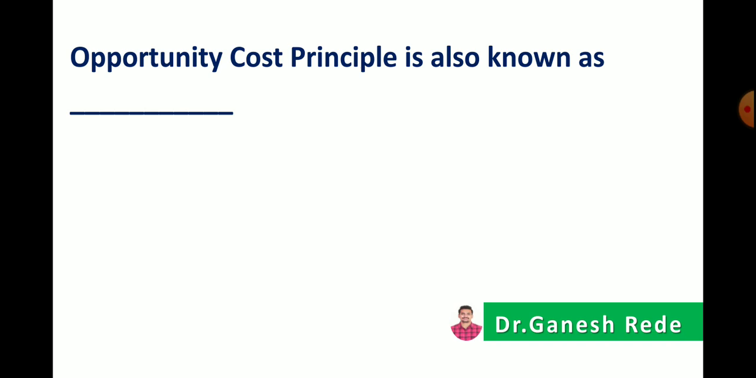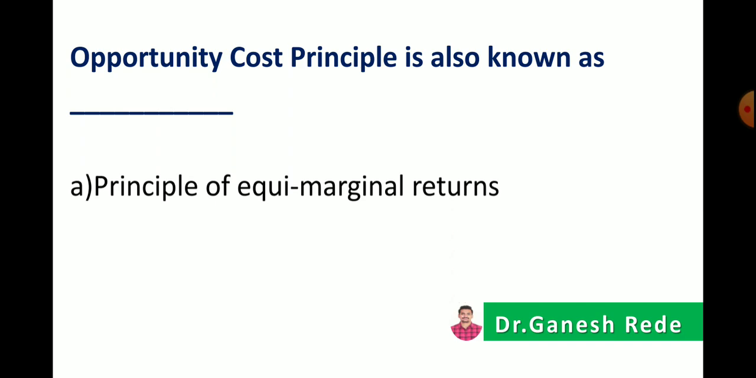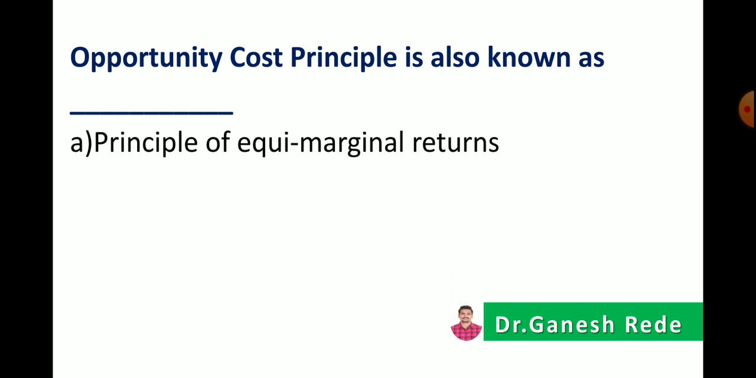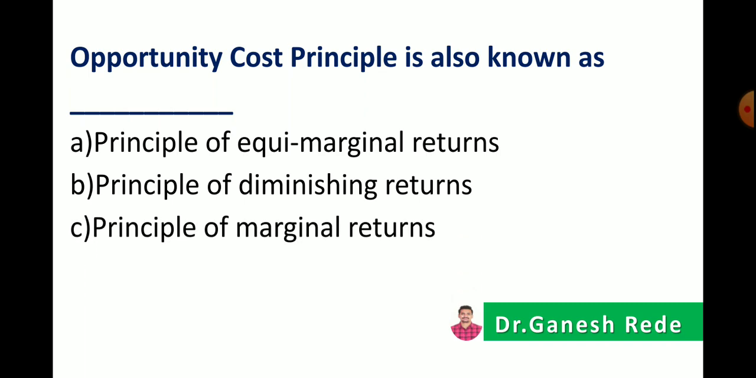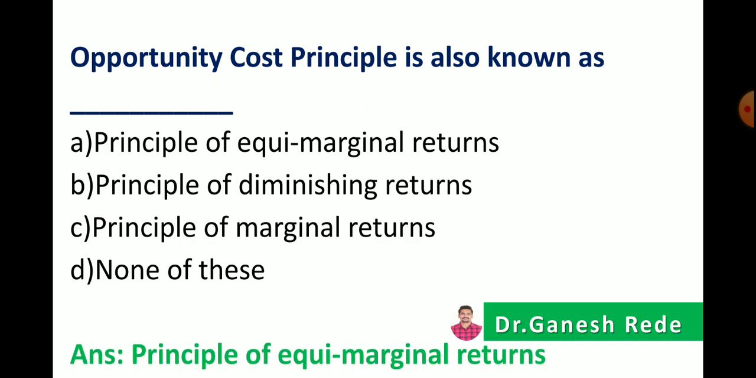Next, opportunity cost principle is also known as option A, principle of equimarginal returns; option B, principle of diminishing returns; option C, principle of marginal returns; or D, none of these. Correct answer is opportunity cost principle is also known as principle of equimarginal returns.